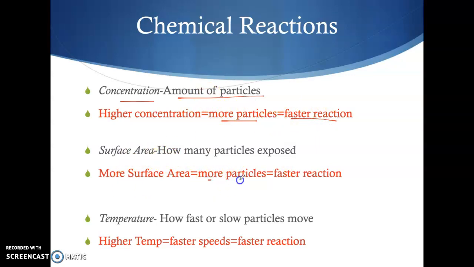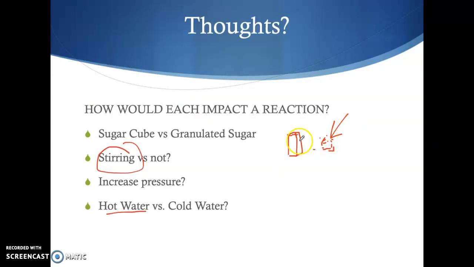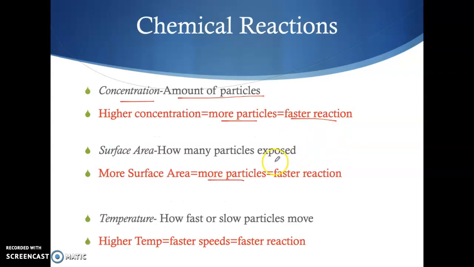Surface area means more particles are exposed. Trying to think of a good example here. So go back to this example. The only sugar that can get dissolved is the one on the outside of the cube. But when they're all exposed, or my surface area is higher, the reaction will happen faster, even though dissolving is not a reaction.